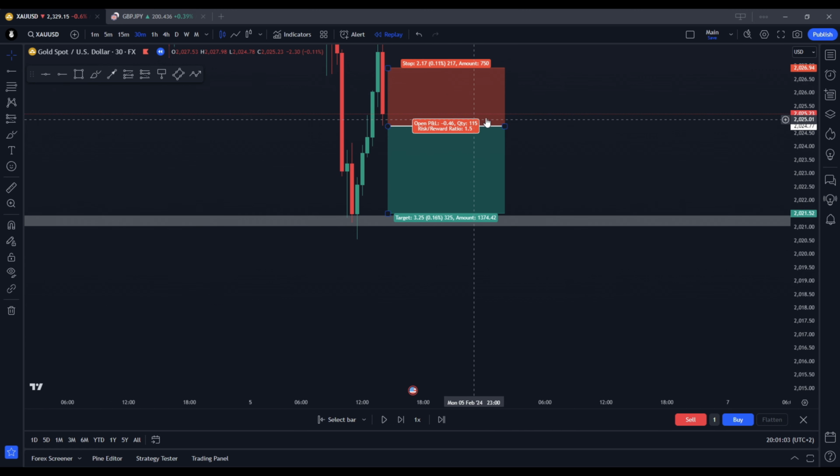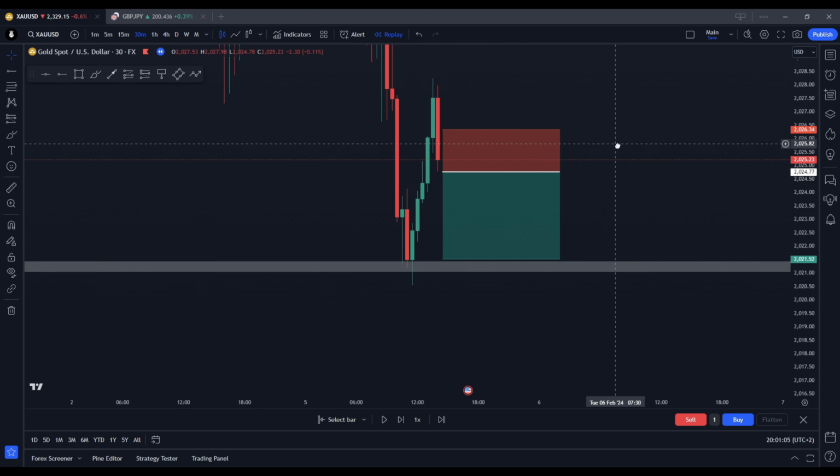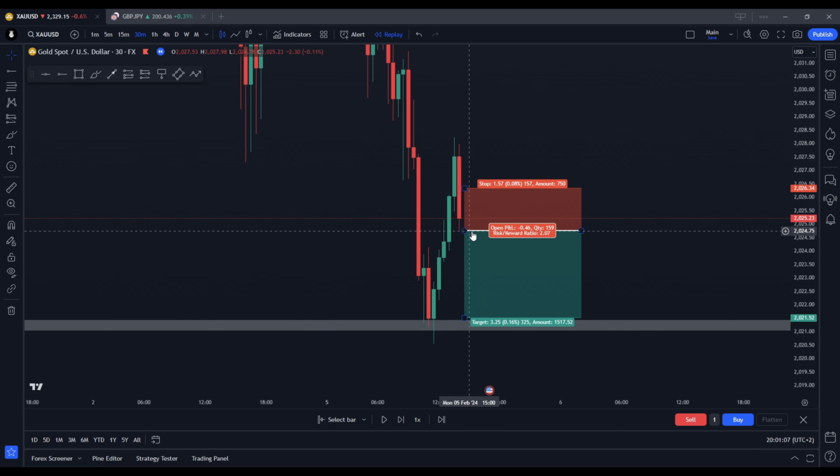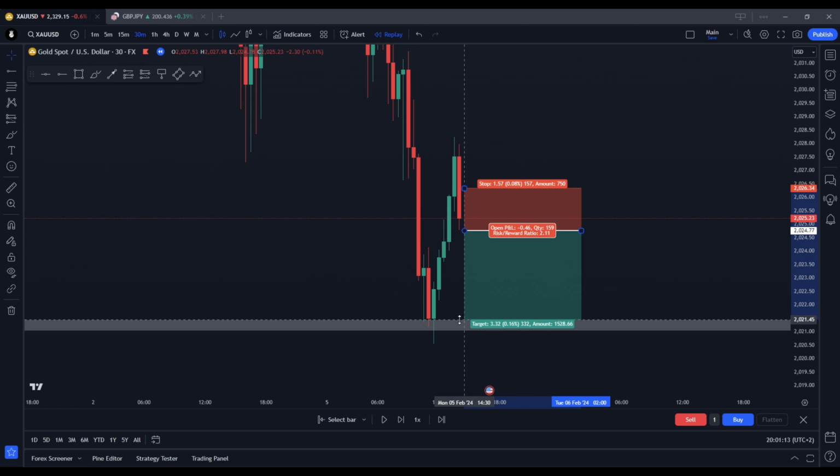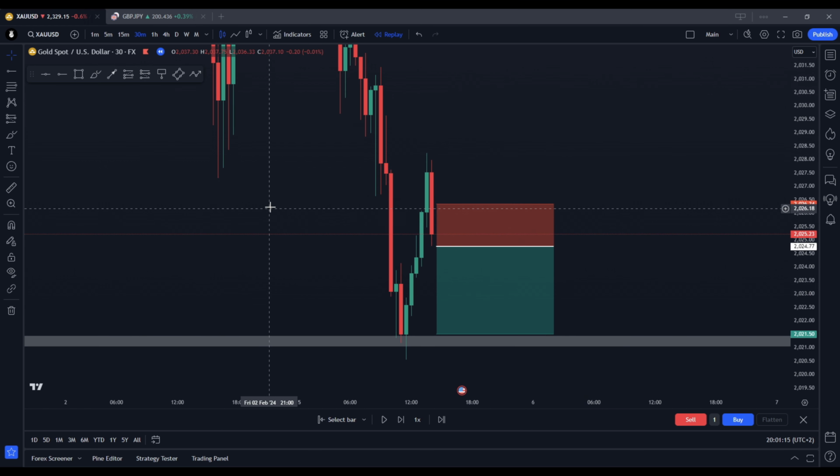Can't express how important that is. And we're just going to be looking for simple entries at the break of this 30-minute candle low for price to continue to potentially retest this low over here, or at least get close to retesting it.